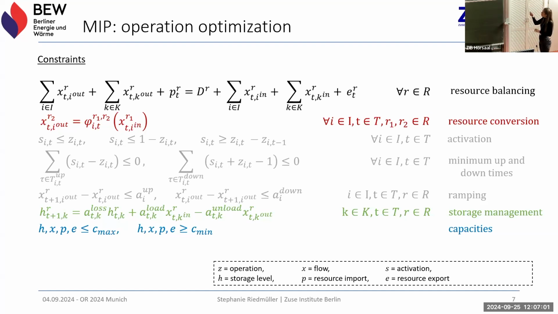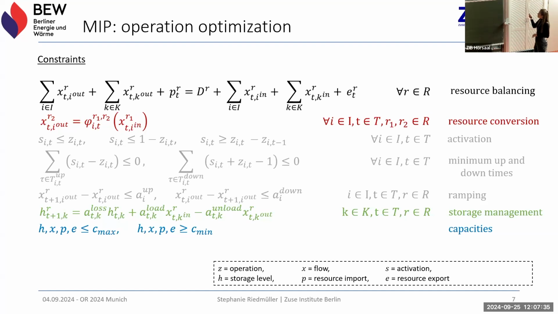The basic constraint is the resource balancing, or demand fulfillment. I have a given demand, and everything that I purchase of a given resource and that is flowing out of my storage and generation nodes should be equal to the demand and everything that is coming in of a resource and is exported. So there should just be a balance.